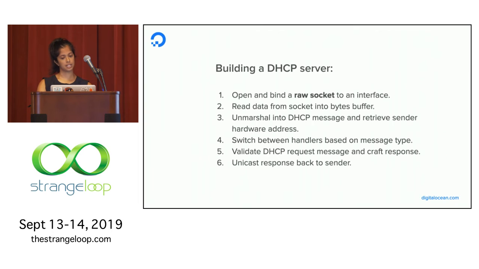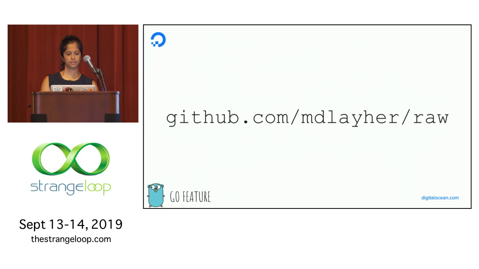To build a DHCP server, now we're finally dropping down and using raw sockets, or specifically packet sockets. We used a library to open and bind a raw socket to an interface. Then we read from that interface and unmarshaled the DHCP message. Depending on the type of DHCP message, we had different handlers. We would validate the DHCP message if it happened to be of the request type. Finally, we would craft a response and send it back to our sender.